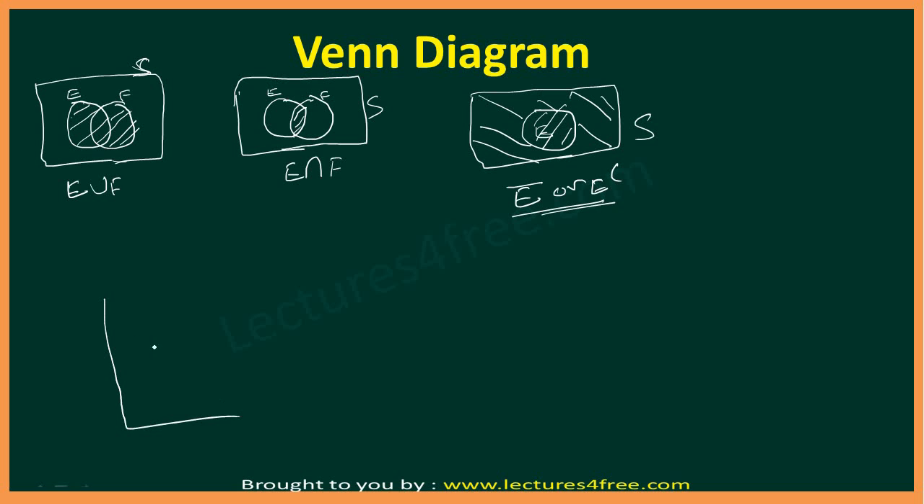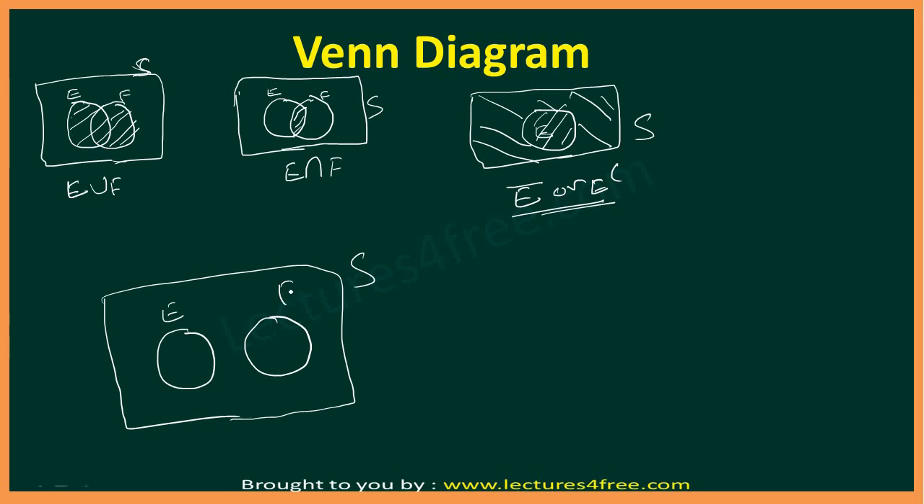And let's suppose this is our sample space, and there are two events, E and F. There is no common outcome. Here we can see this is totally E and this is totally F, and there is no common area between them. So this type of events we call mutually exclusive events.